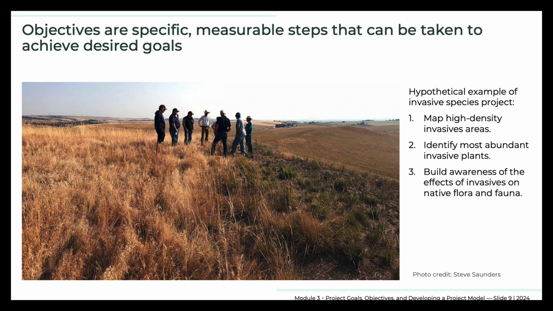Let's revisit our hypothetical example of a project whose goal is to document the presence and distribution of invasive plant species. Three objectives to achieve that goal might be: 1. To map the parts of the refuge that harbor the highest densities of invasive plants at different times of year. 2. To determine which invasive plant species are most abundant in different parts of the refuge. And 3. To help volunteers understand the impact of invasive species on native flora and fauna.